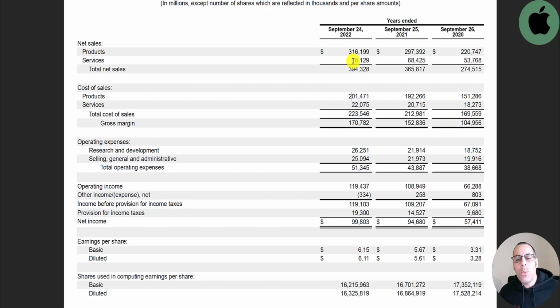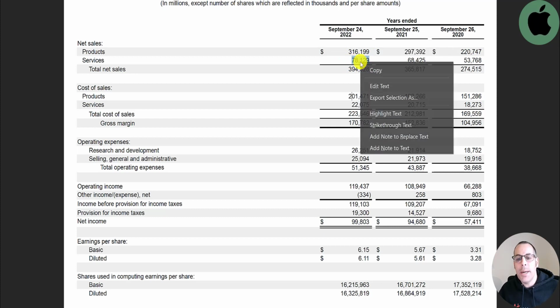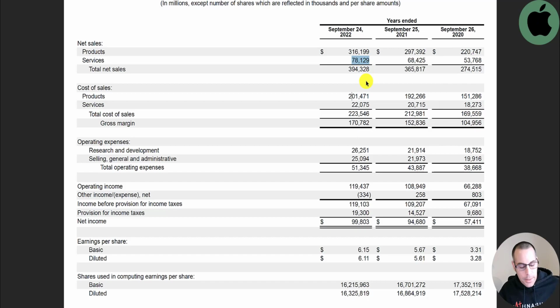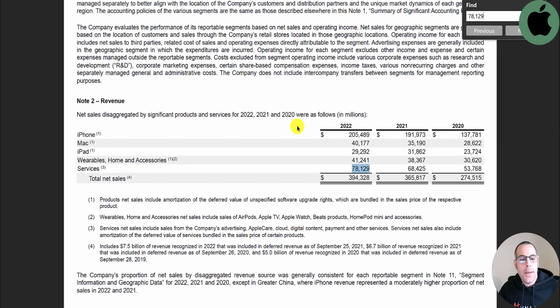You may be wondering what the $78 billion of services represents. I'm not really too sure, but one way to figure out is to just search this dollar amount. So we can search the 78 billion inside this document. And here's a breakdown of their sales. The bulk of their sales is iPhone, 205 billion, then the Mac, 40 billion, iPad, 29 billion, wearables, home and accessories, 41 billion, and then services.